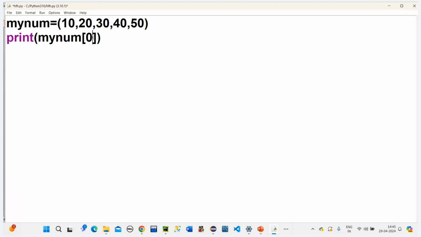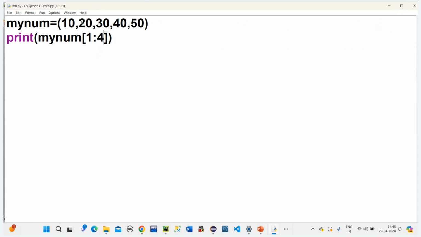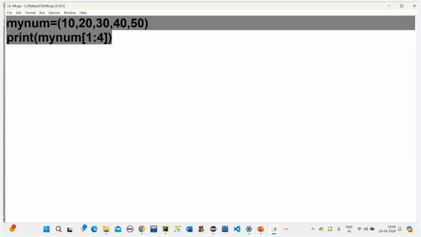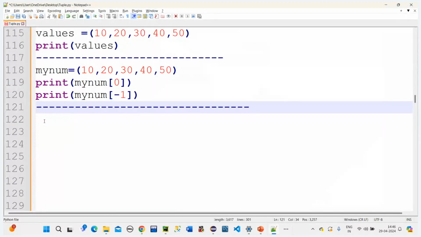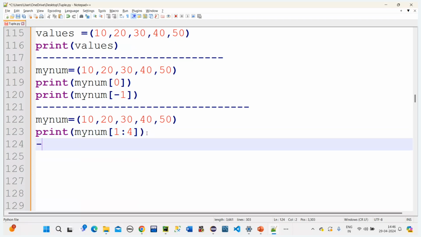For example, if I write 1:4 and want to print it, what will be the output? Yes, 20 to 40. So from 20 to 40. Sorry, this is not the subscript operator, it is the slicing operator. So slicing we have also seen. So we have seen all three.